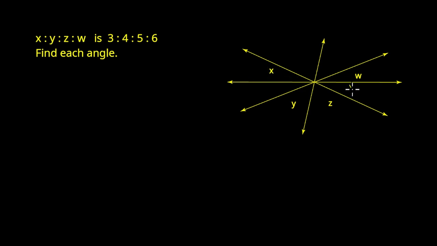So these two angles are vertical, so that is x. Those two angles are vertical, so that is y. Those two are vertical, so that's z, and those two are vertical, so that is w. So any combination of w, x, z, and y must be 180.